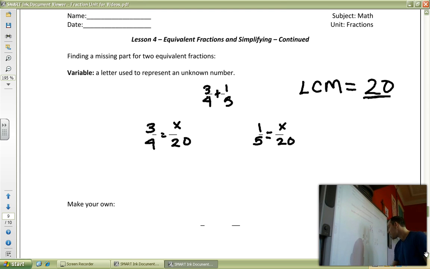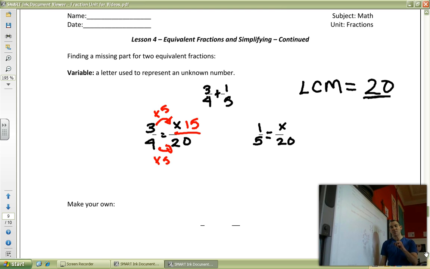adding. Okay? One way to do this is to figure out, how does 4 get to 20? Well, I know that 4 times 5 equals 20, so if I do the same thing times 5, 3 times 5 is going to give me 15. So I now have 15 over 20. That's going to be one way to find yourself an equivalent fraction, okay? We're using the least common multiple down here for 4 and 5. And we're figuring it out that way.